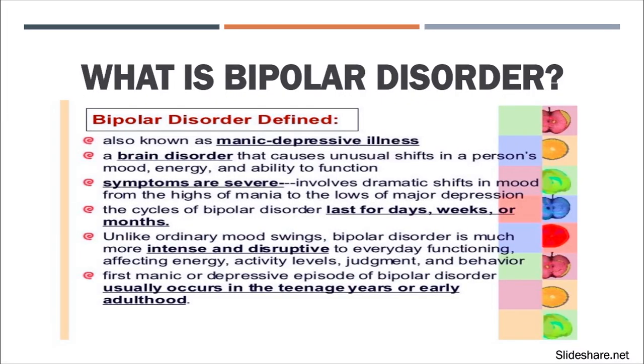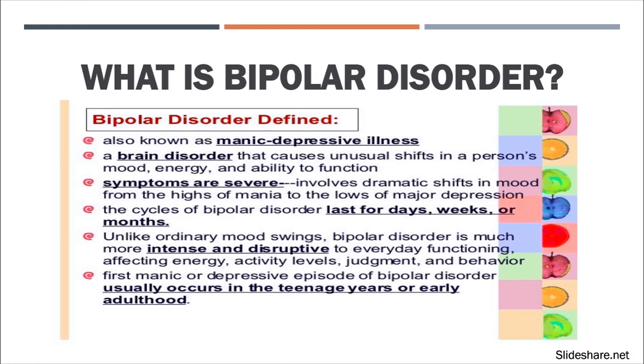First, you may ask, what is bipolar disorder? Bipolar disorder, by definition, is also known as manic depressive illness. It's a brain disorder that causes unusual shifts in a person's mood, energy, and ability to function. The symptoms are severe. It involves dramatic shifts in mood from the highs of mania to the lows of major depression. The cycles of bipolar disorder may last for days, weeks, or even months.